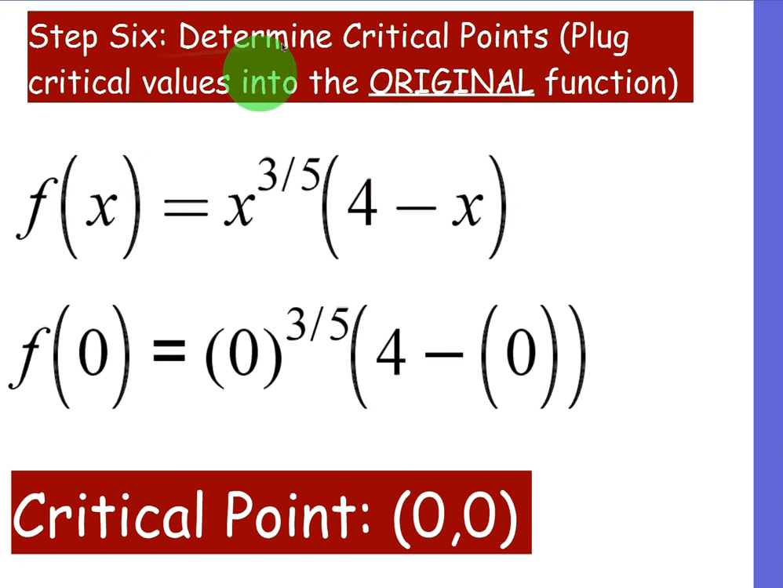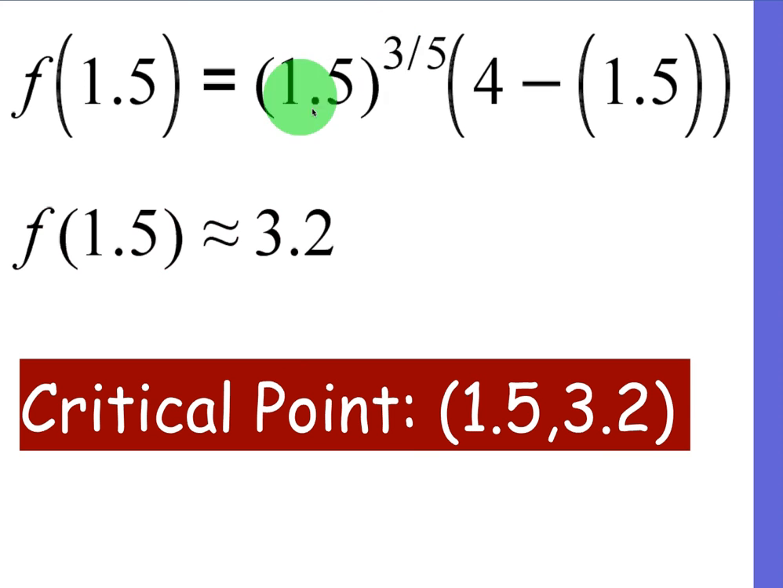Step 6, you want to determine the critical points by plugging them back into the original. So I'm going to plug in 0 first. We see we're going to get 0 back, because 0 times anything is 0. So our first critical point is 0, 0. Second critical point, just plug into your calculator. That's extremely hard to do by hand. You're going to get 3.2 for your y value. So second critical point is 1.5, comma 3.2.